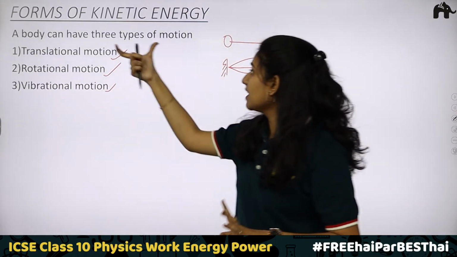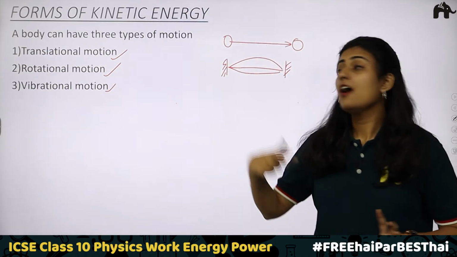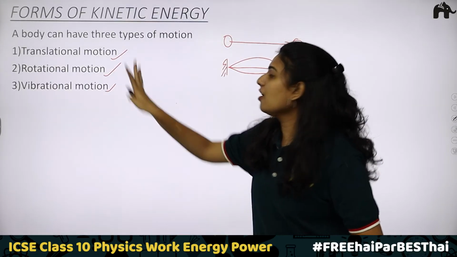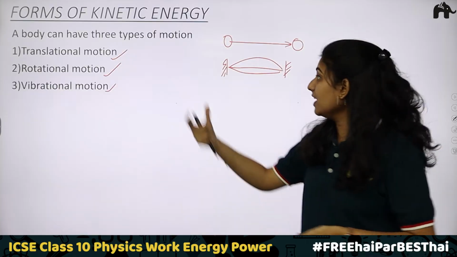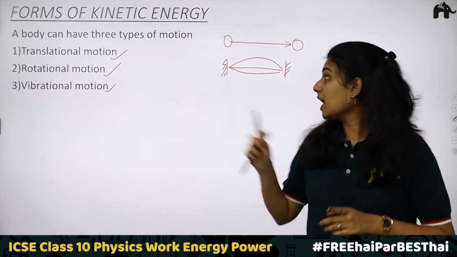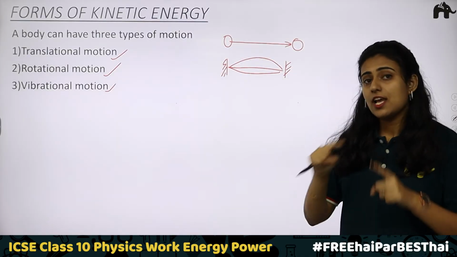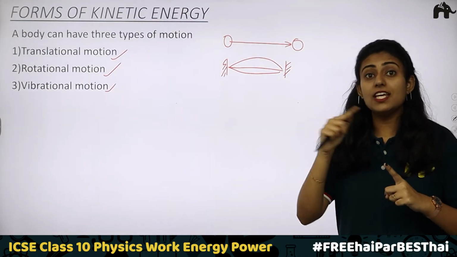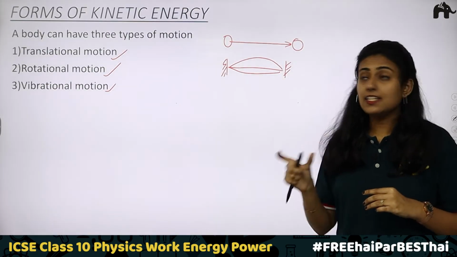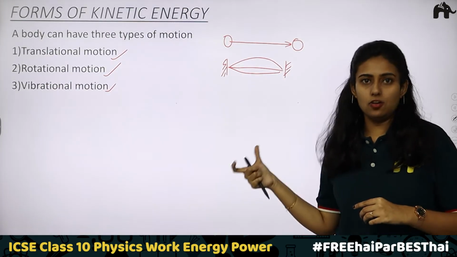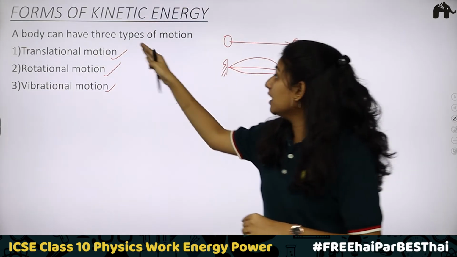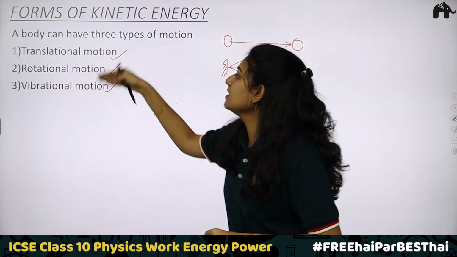So, a body can have translational motion, rotational motion or vibrational motion. It is not necessary that only one of these will be there. A body can even have both translation and rotation at the same time. For example, consider the wheel of a car moving on a road. The wheel is both rotating and moving forward along a straight line. Then there is both translational motion and rotational motion. A body can even have all three: translation, rotation and vibration.